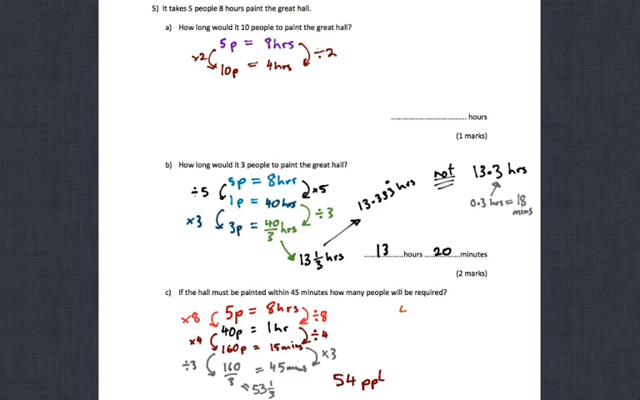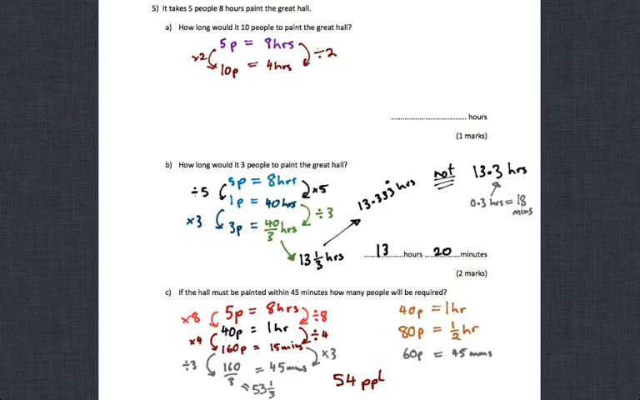Several people made the following mistake. They got to the stage where they said 40 people is equal to 1 hour, and they said, well, that means that 80 people is equal to half an hour. So by deduction, they said, well, 45 minutes is halfway between an hour and half an hour, so that means that halfway between 40 and 80 will be the required number of people.